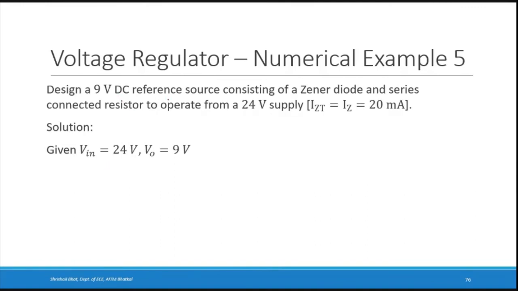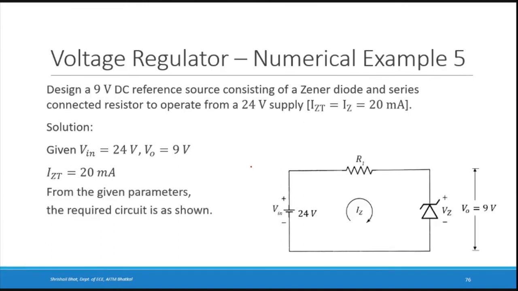The DC reference source that we are supposed to design is 9 volts. So output voltage is 9 volts. Test current IZT is given as 20 milliamps. From this, the required circuit is somewhat like this. You are supposed to find this value of R1 and also what Vz you have to select. Right. So it is very simple. Vz will always be equal to V0.